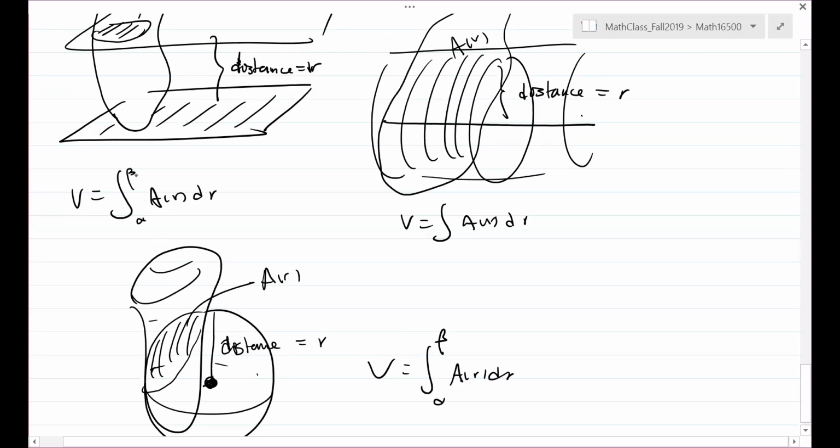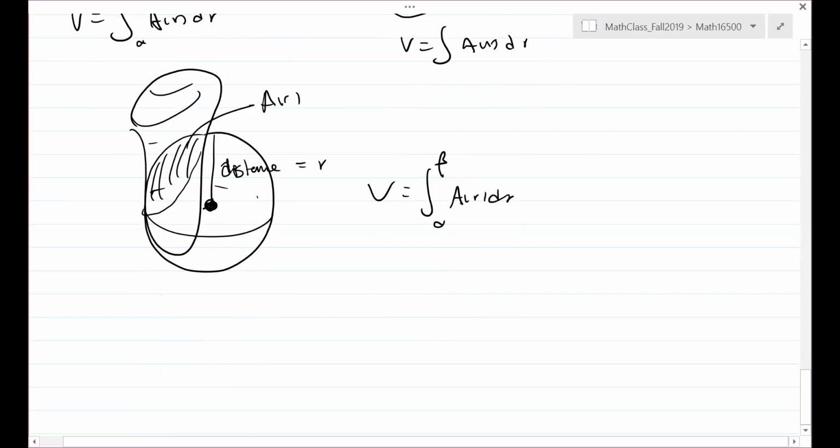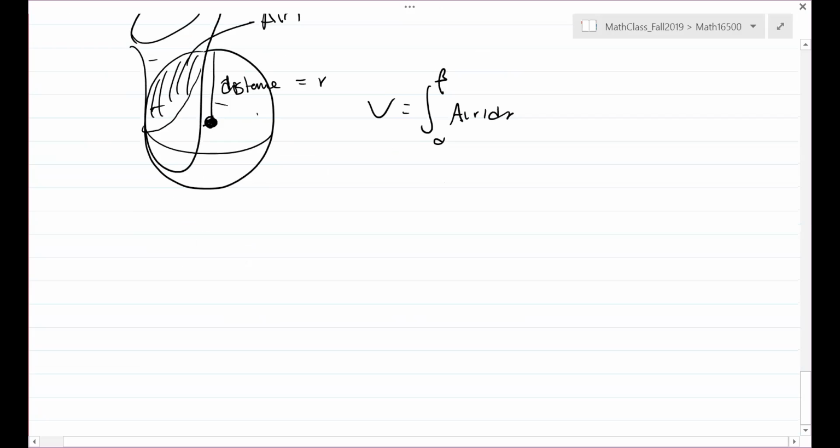We will only consider here surface. We only consider solids generated by rotating a region around one fixed line. So that's the reason we just needed to consider the cylindrical shells and all the disks. Okay, all right, so let's take a look at another example.